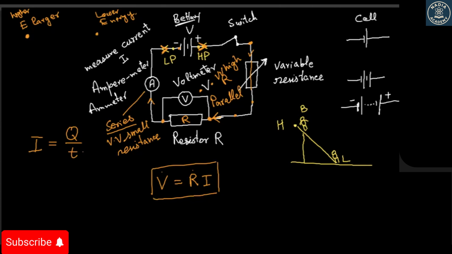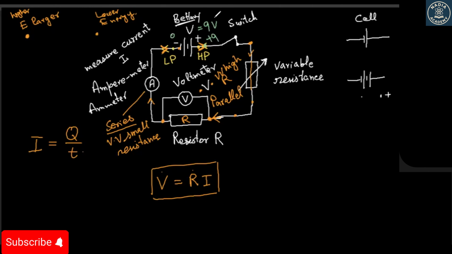For that, we also need to draw a graph and understand the graph. Here we have our battery. This battery has some potential difference, let's say 9 volts, just as an example. When this potential is 9 volts, the positive terminal is at a higher value and the negative is at a lower value. If it is positive 9 volts here, then at the negative terminal it will be 0. So the difference between 9 and 0 is 9 volts. This is the meaning of potential difference.